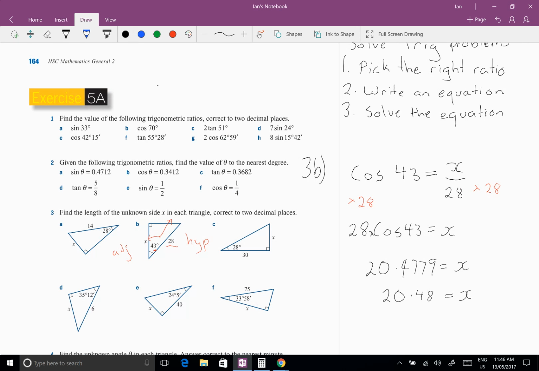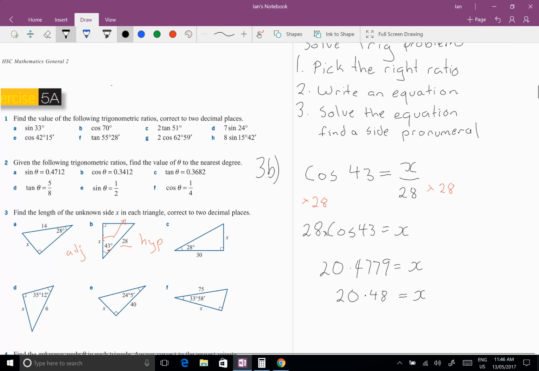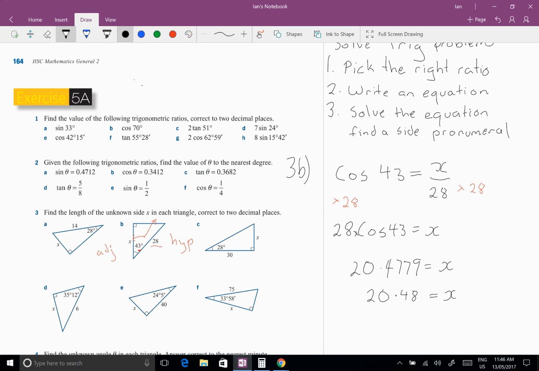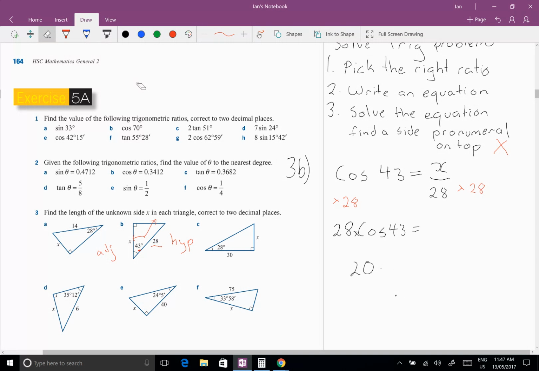So when the pronumeral is on the bottom, to find a side, when the pronumeral is on top, in the numerator, I'm just going to say on top, you multiply. Okay. Let's do another quick one of those.